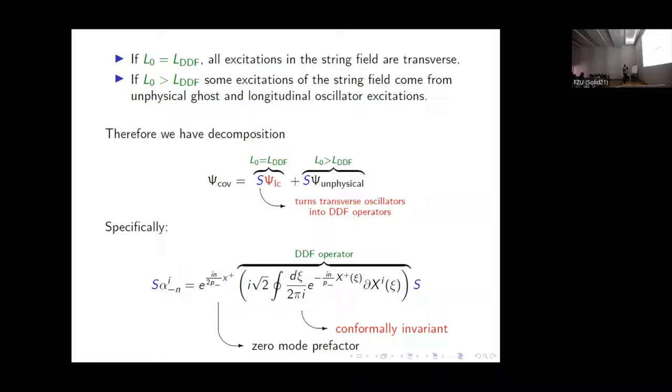And again, the thing that one should note about this DDF operator is that it's conformally invariant. So you have some e to the X plus prefactor, this prefactor is basically a primary of dimension zero. And this del X is a primary of dimension one. So this whole integrand is a primary of dimension one, and this is a zero mode of a primary of dimension one, which means the DDF operator is conformally invariant, and that's also going to be important.